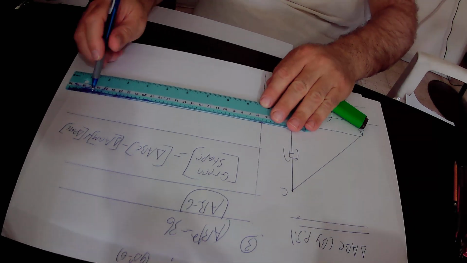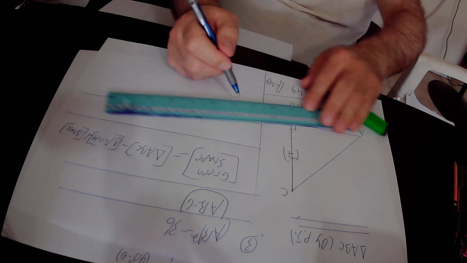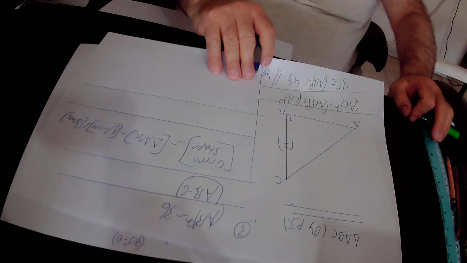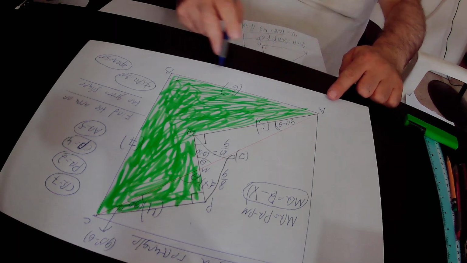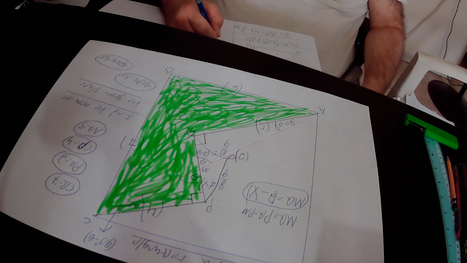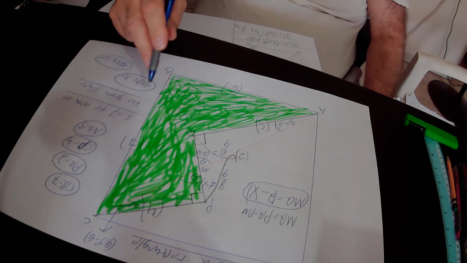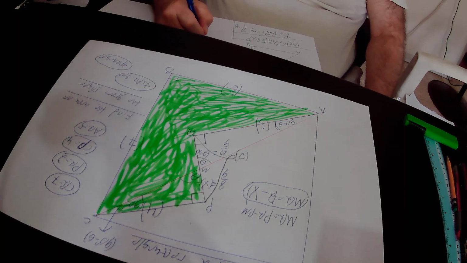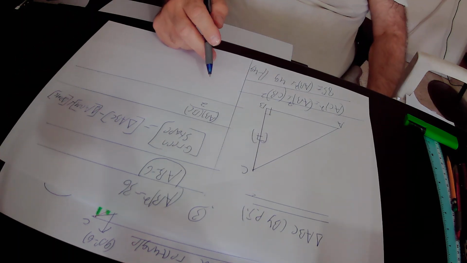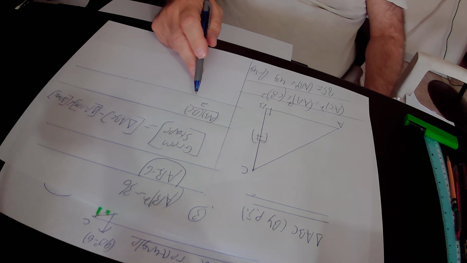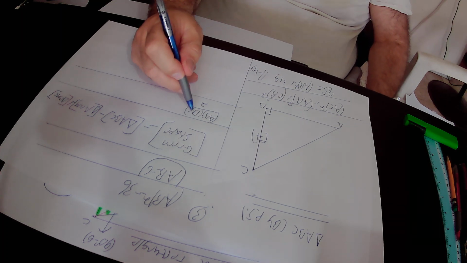So what is the area of the right triangle ABC? The area of this right triangle ABC equals the base of the triangle, that is AB, times the height, that is BC, over 2. Repeat again, the area of triangle ABC in total equals the base, that is AB, times the height, that is BC, over 2.